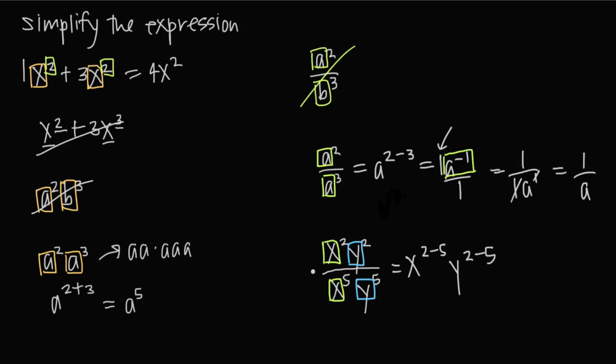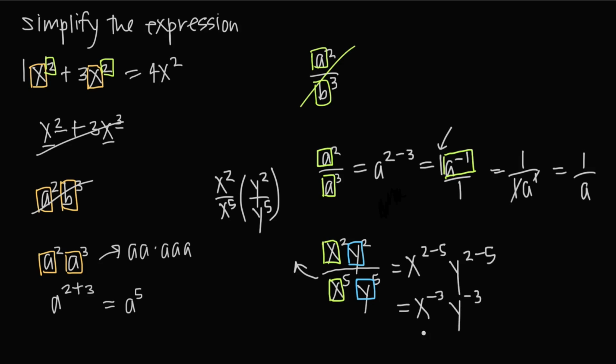And that's the case because you can think of this here as essentially x squared over x to the 5th times y squared over y to the 5th. That's the same thing. So that's why we can deal with the x's separately and then multiply by whatever we get when we simplify this y squared over y to the 5th. So we end up with this here, and of course that's going to be x to the negative 3 times y to the negative 3.